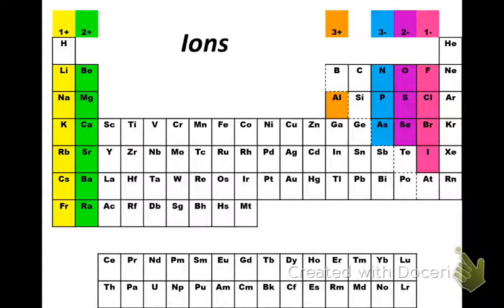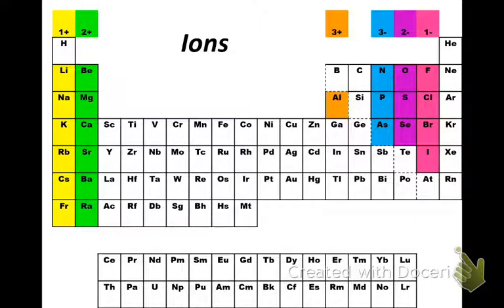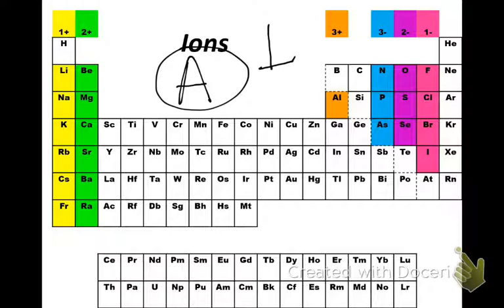Fluorine, chlorine, bromine, and iodine, 1 minus. So those are what I commonly refer to as our group A elements. Those are the ones that you know the charges of always, okay? Or I'll refer to them as type 1s. And so that's my short little video about ions.